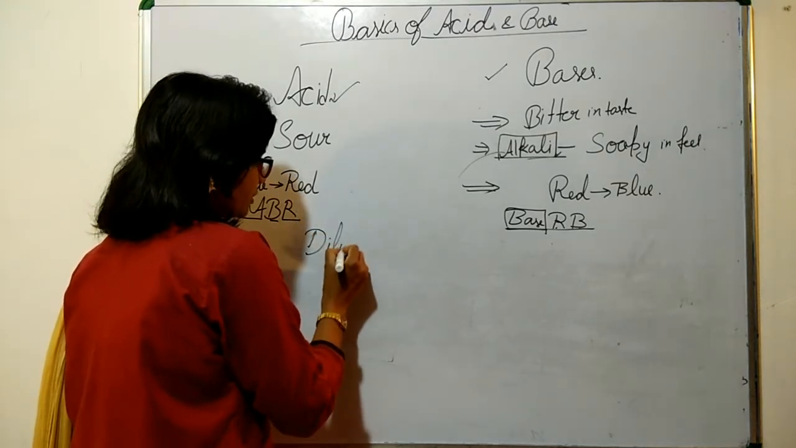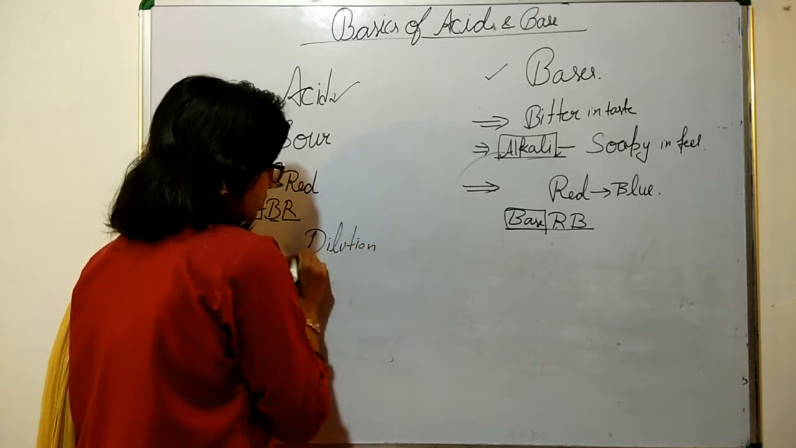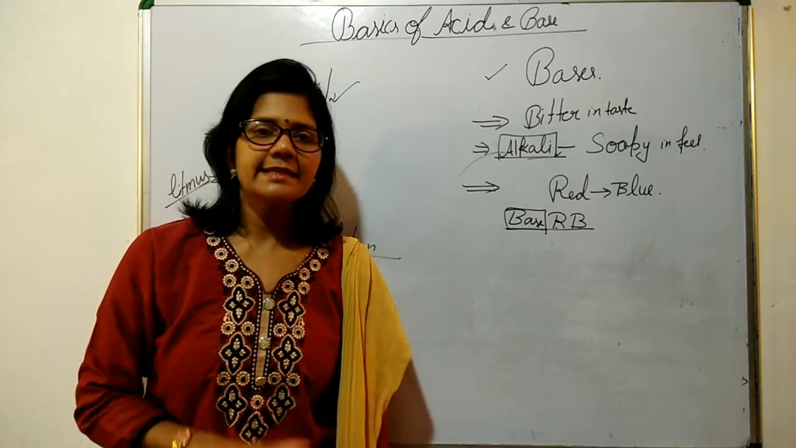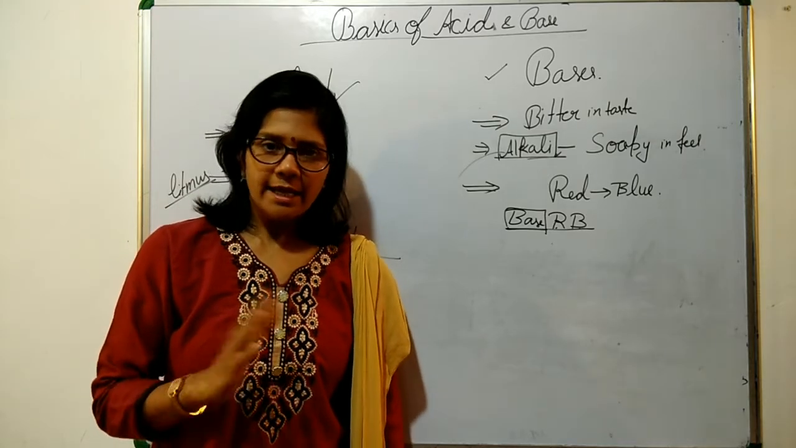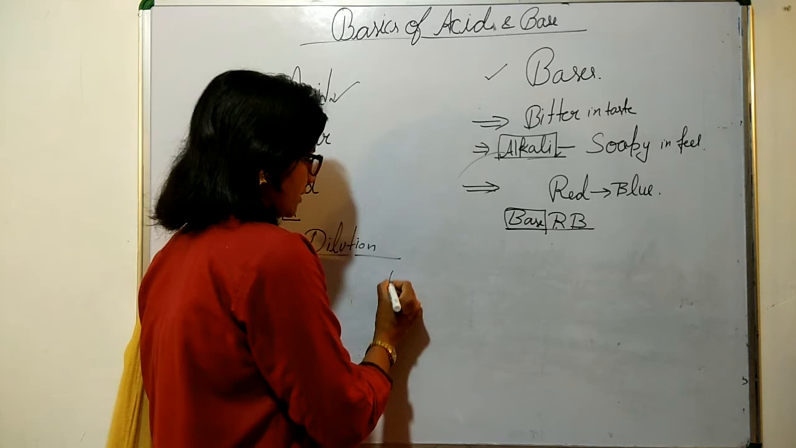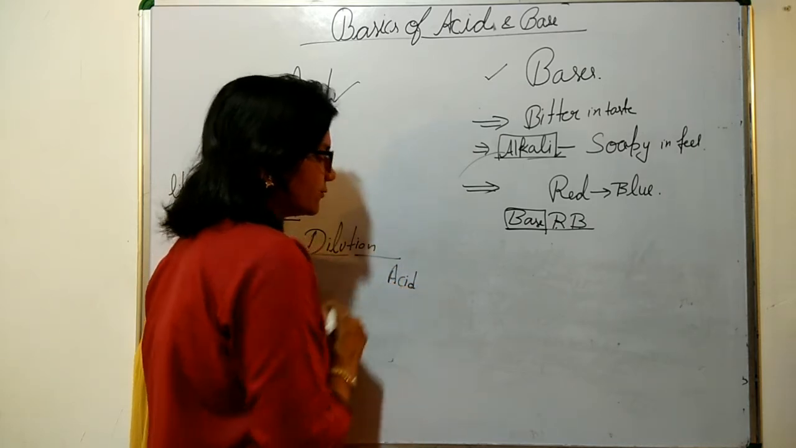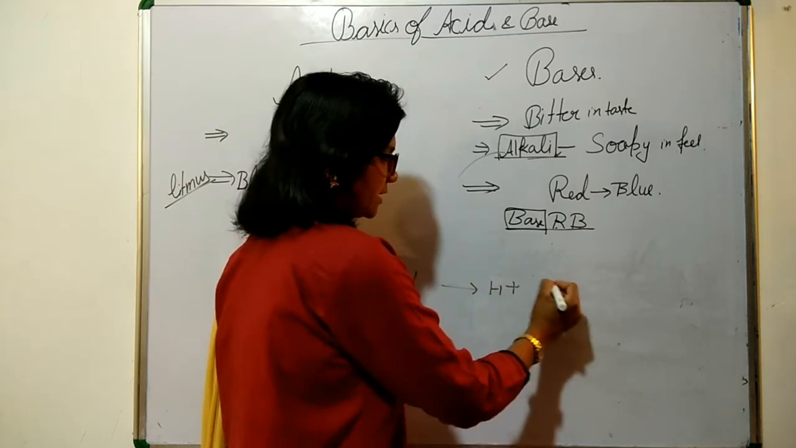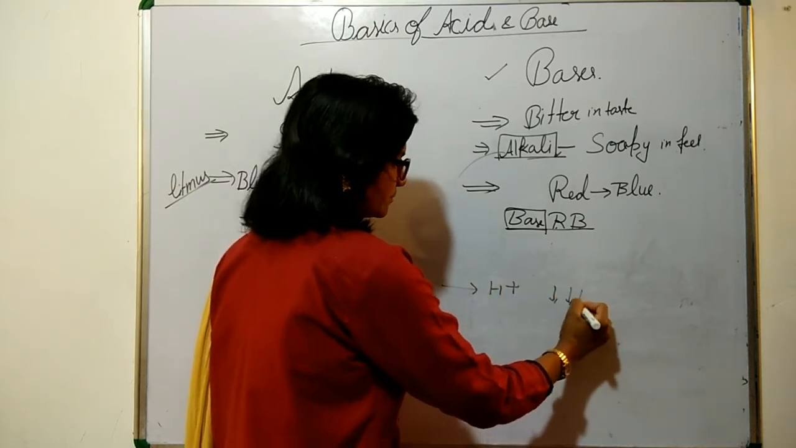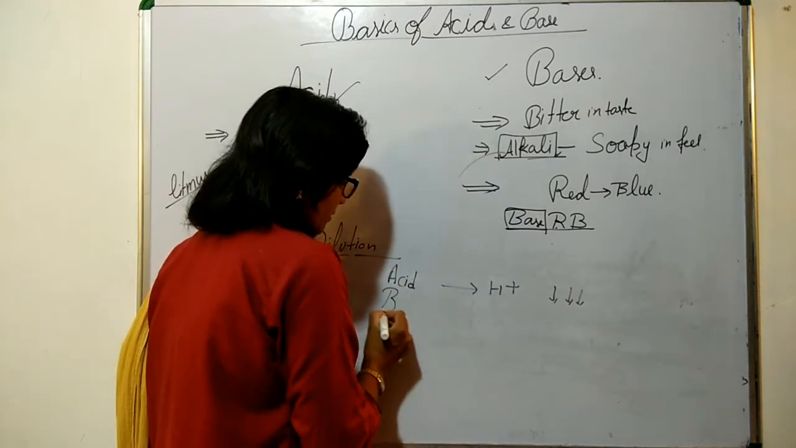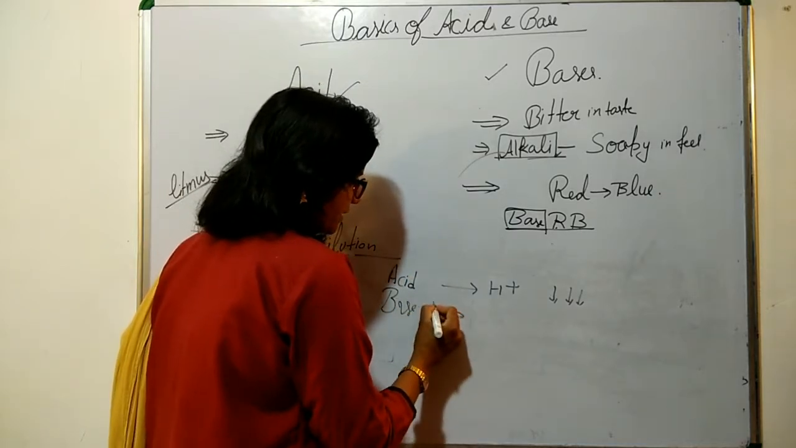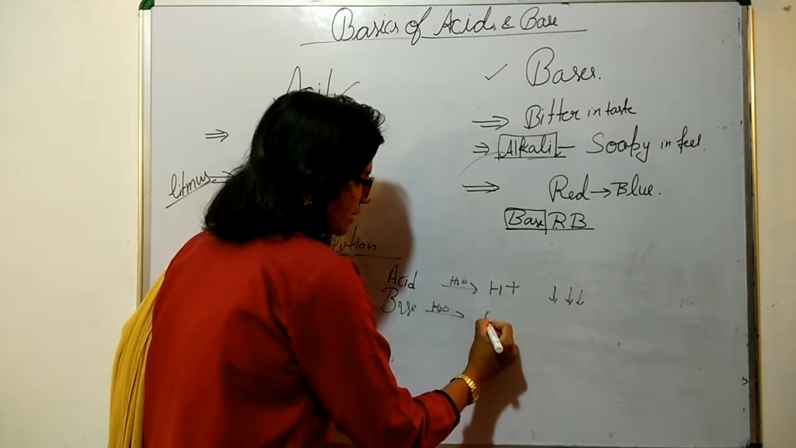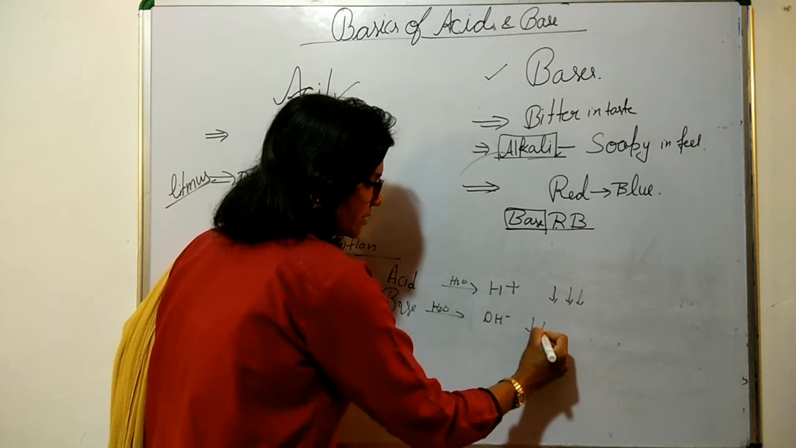There is an important phenomenon of dilution. Dilution means decreasing the concentration of something. In case of acid, when we add water to acid, what happens? The hydrogen ion concentration reduces. And if we use a base and we add water here, then the hydroxide ion concentration is reduced.